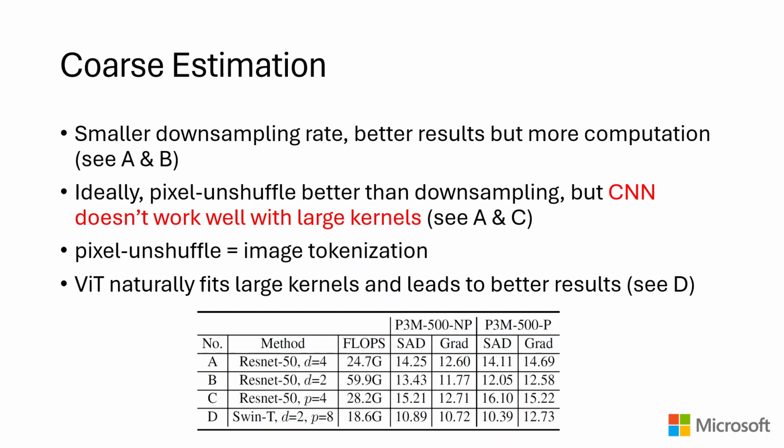Then what do we do? We actually turn to Vision Transformer, or ViT, because the image tokenization step in ViT is equivalently pixel unshuffle. So ViT is a natural fit for our task. As you can see in the table, Model D using Swin Transformer outperforms other models while achieving significantly more reduction in input resolution and computation.